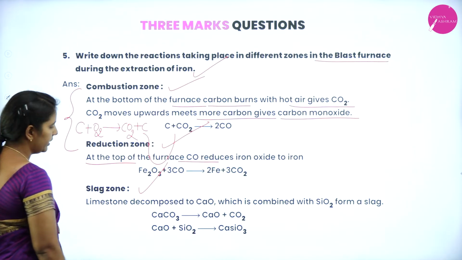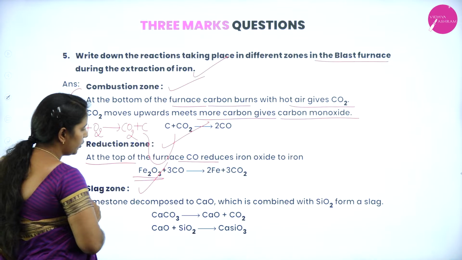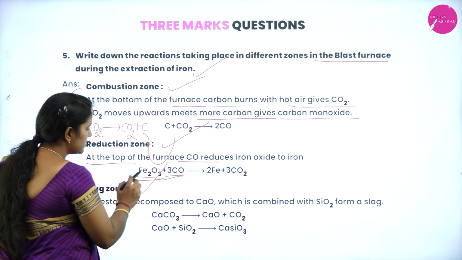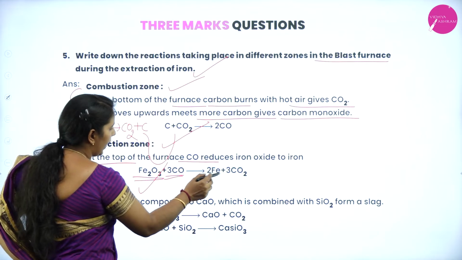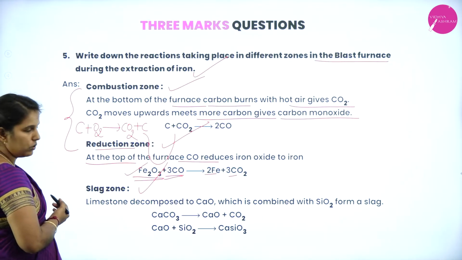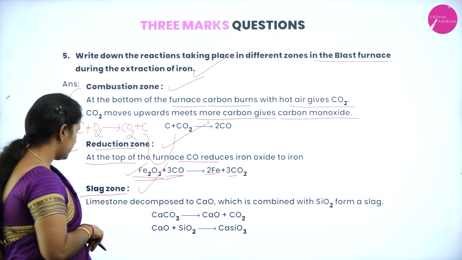into iron. So you can see that you have taken the iron oxide. The carbon monoxide reduces the iron oxide into iron. Hence this process is known as what? Reduction zone. In the last step, there is slag formation.